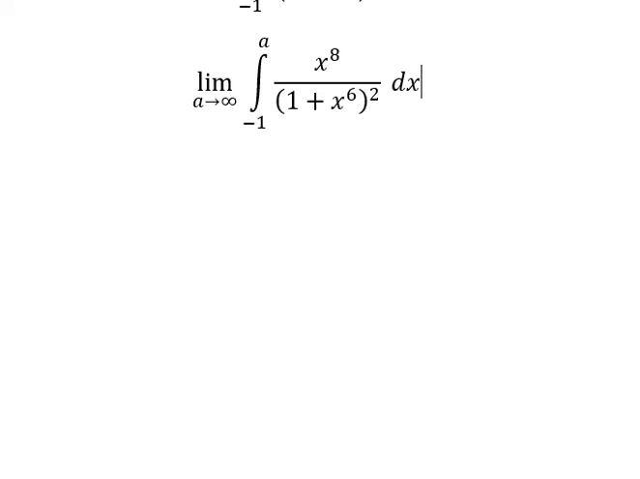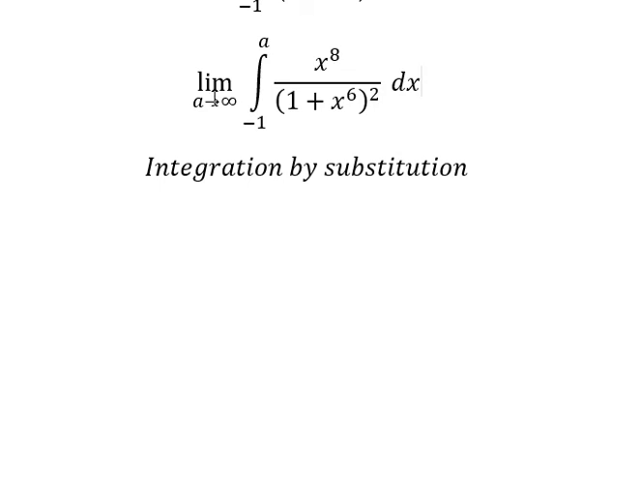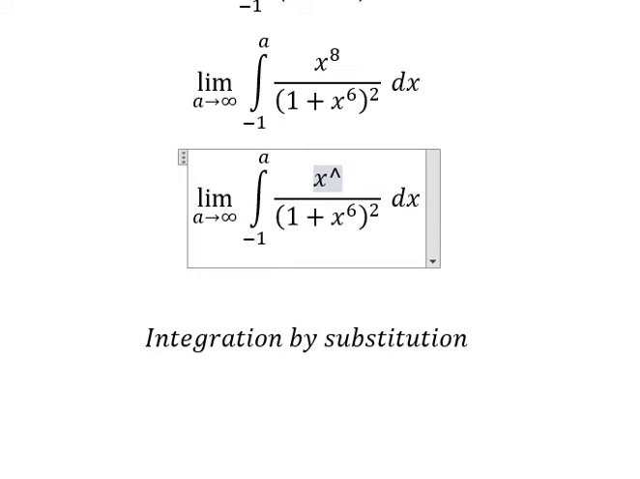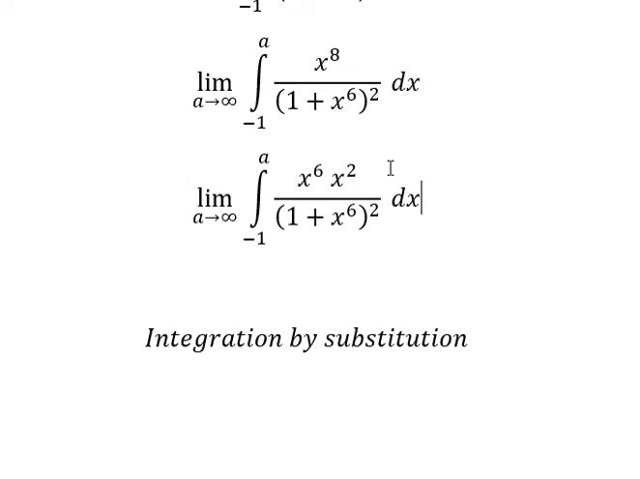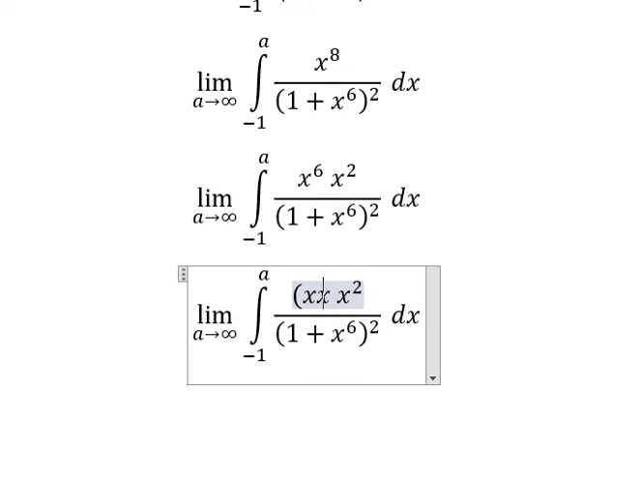Next, we can use integration by substitution. So we know that s to the power of 8 we can put into s to the power of 6 times s squared, because 6 and 2 make 8. This one we can put into s cubed to the power of 2. Similar for this one.